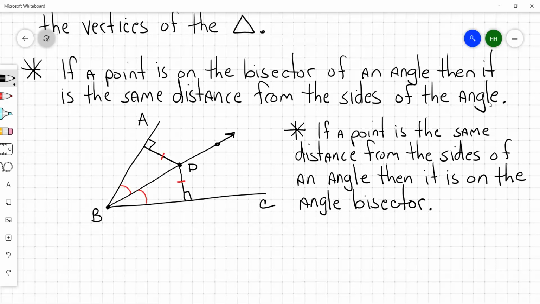If a ray splits a big angle in half, all right, if BD splits this big angle ABC into two congruent pieces, then D is the same distance from the sides. You just have to know the theorem both directions. The theorem and the converse of the theorem.